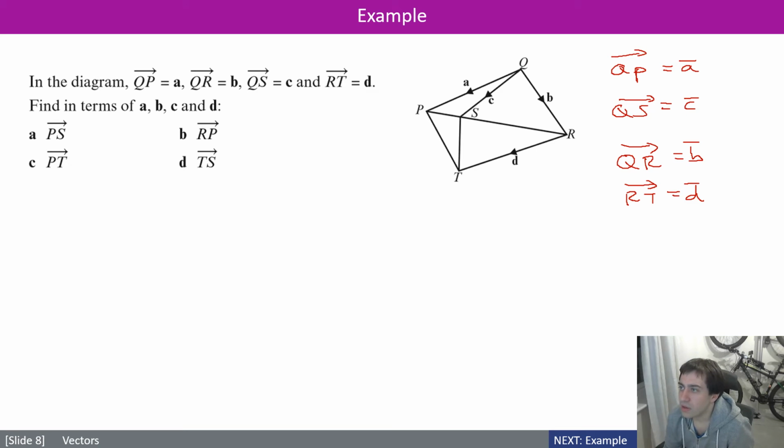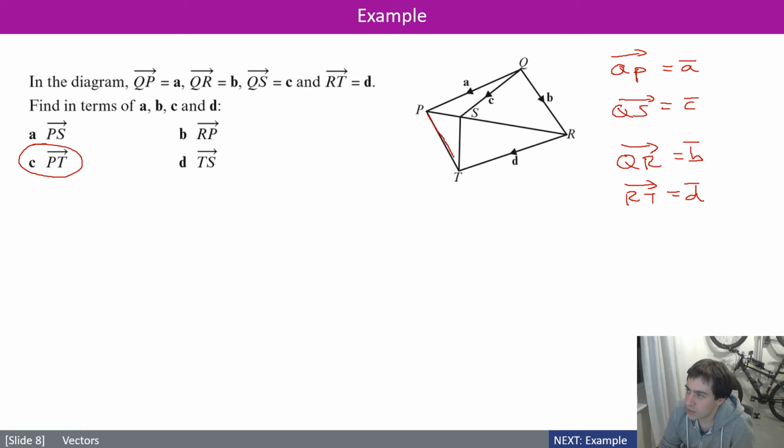Oh, I've written out what they've already told us. Oh well, never mind. So we've been asked to find, in terms of A, B, C, and D, these various lines on the diagram. I'm just going to do 2 of these, so I don't spend too long on this example. Let's do C first. Okay, so C is PT.